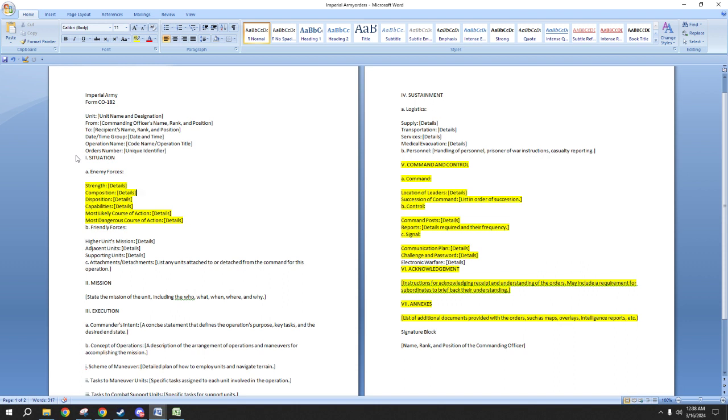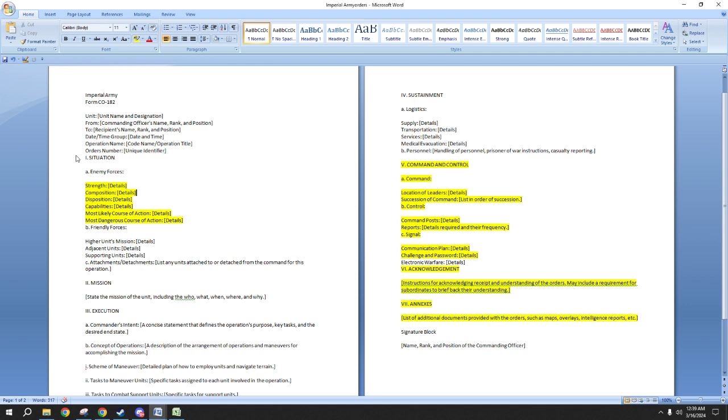Higher unit's mission. What are you part of? Are you part of an invasion force that's taking over a planet? Okay, and you're, say, creating a diversion. You're a soak-off attack for a larger unit, something like that. You're making a flanking attack, whatever, things like that.